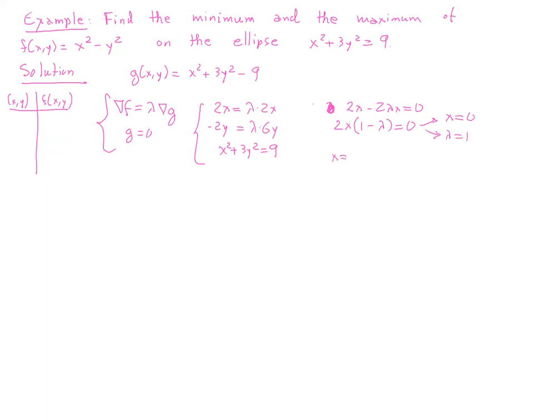So if x is equal to 0, then because of the constraint, that will give us 3y squared is equal to 9. We plug it into the constraint and it gives us that, which means that y squared is equal to 3, which means that y is equal to plus or minus square root of 3. So that gives us 2 points here: 0, comma square root of 3, and 0, comma minus square root of 3.